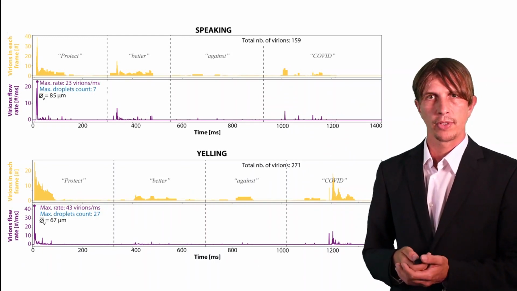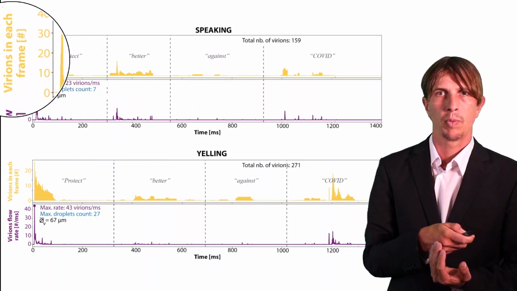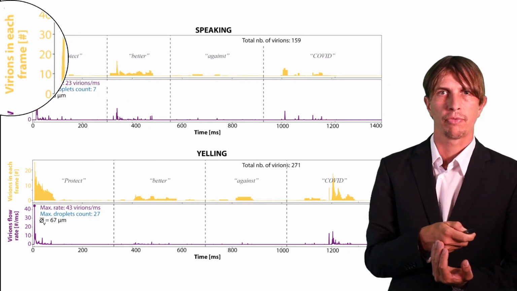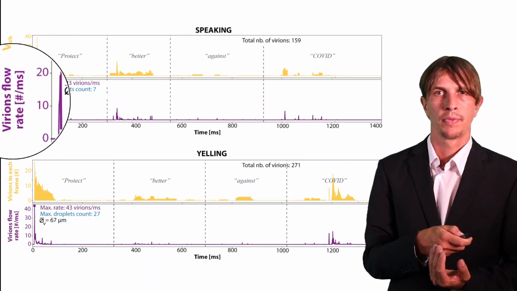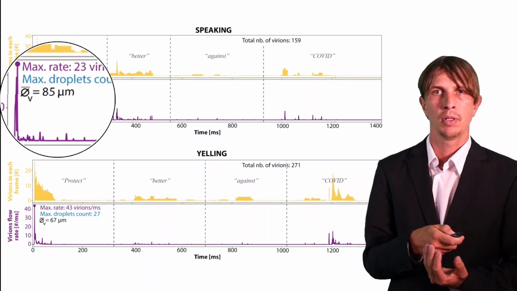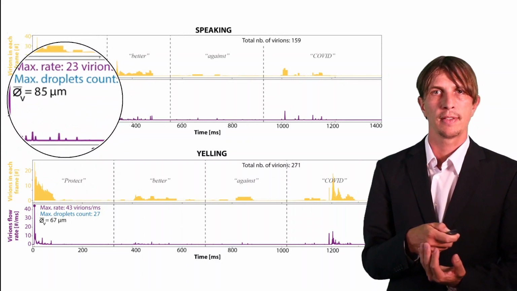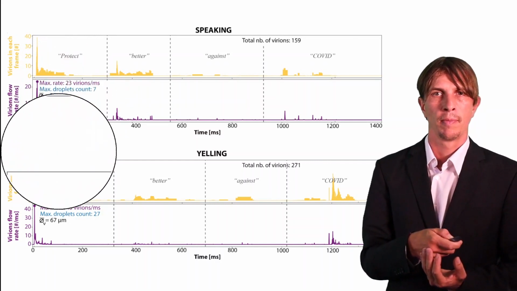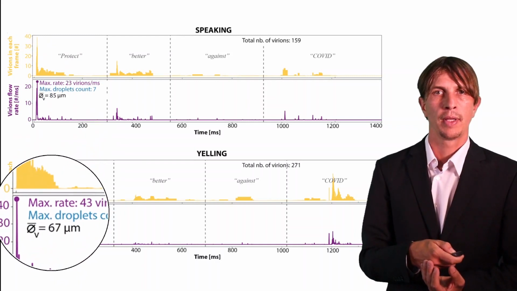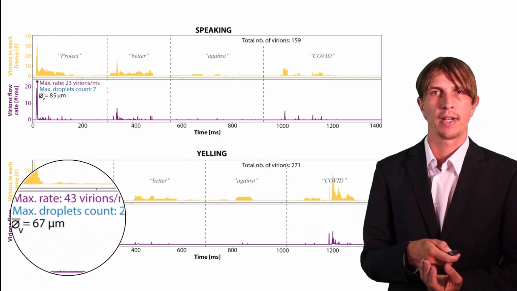Those graphs are the result of the two movies shown previously. In yellow up there, we have the number of virions per frame, while in purple we have the virions flow rate, the number of virions per millisecond. We can observe that the maximum rates correspond to 23 virions per millisecond, and this is for a few droplets of 85 microns, fairly large. And for yelling, we have also large droplets for these high rates of virions.